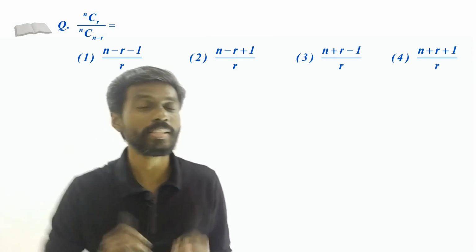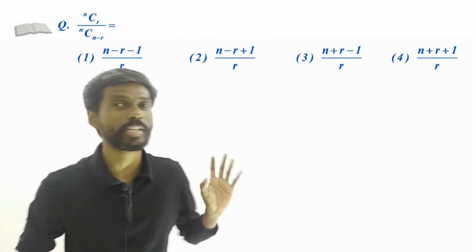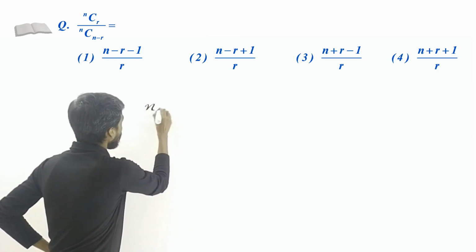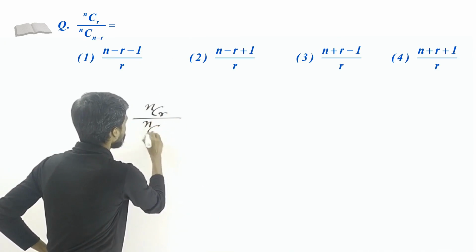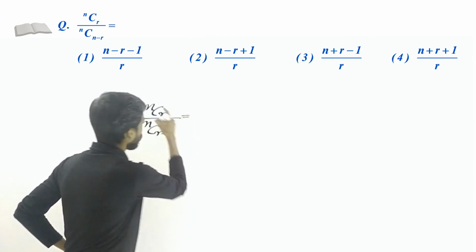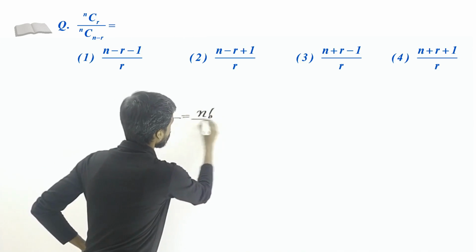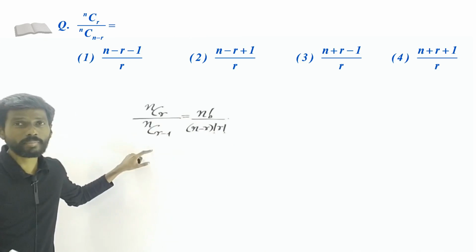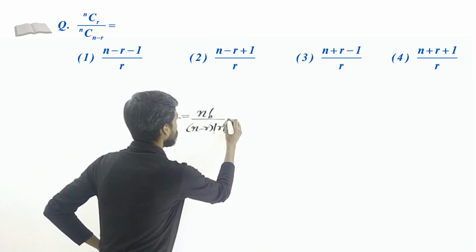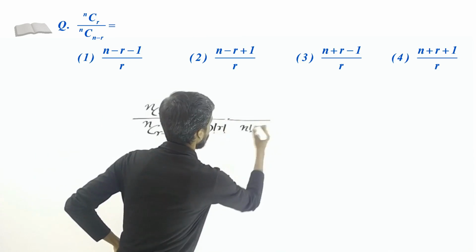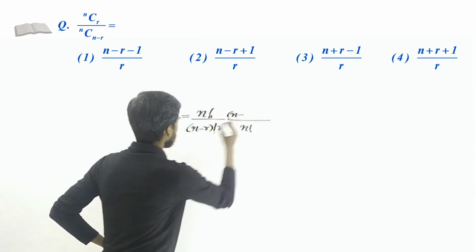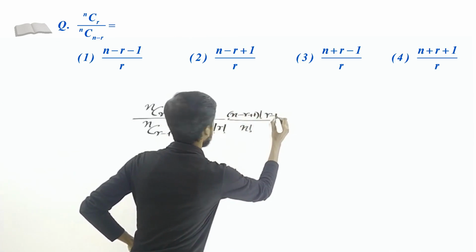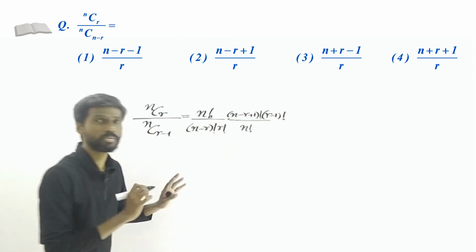So here we have to prove that nCr divided by nC(r minus 1) equals (n minus r plus 1) divided by r. The proof is very simple. For nCr divided by nC(r minus 1), we directly use the formula of nCr. What is nCr? n factorial divided by (n minus r) factorial, and then nC(r minus 1), the reciprocal of that, so n factorial divided by (n minus r plus 1) factorial multiplied by (r minus 1) factorial. We just use the formula for nCr.